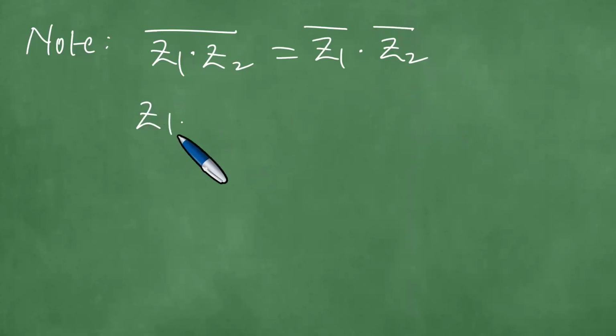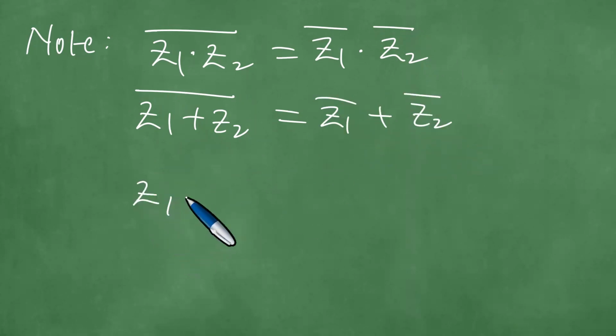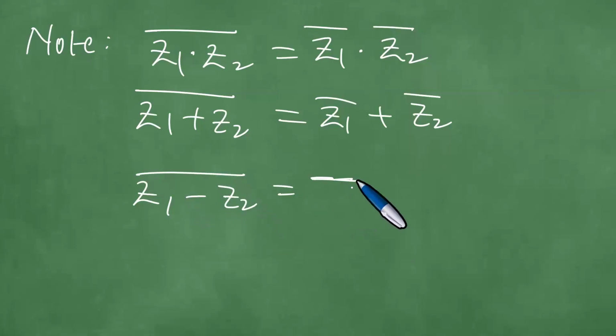But also, the complex conjugate of a sum is the sum of the complex conjugates. The complex conjugate of a difference is the difference of the complex conjugates. Okay, so these are some of the properties that we shall be using very, very often. And we shall be using these.